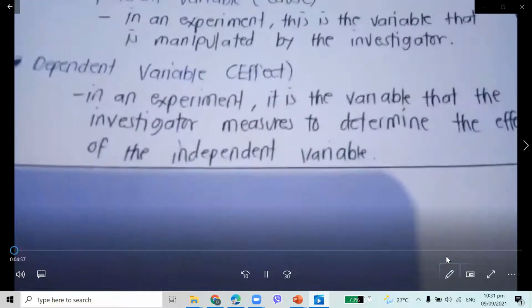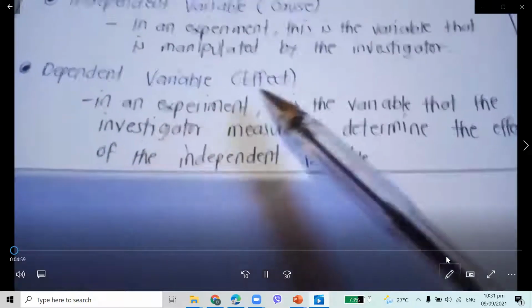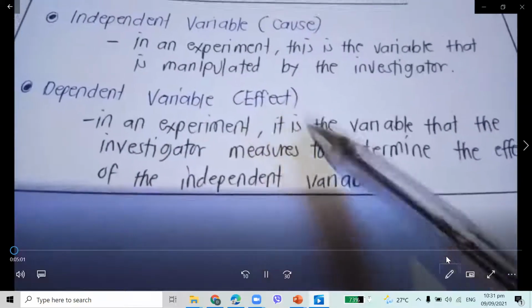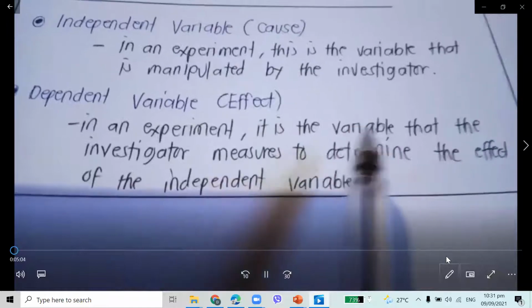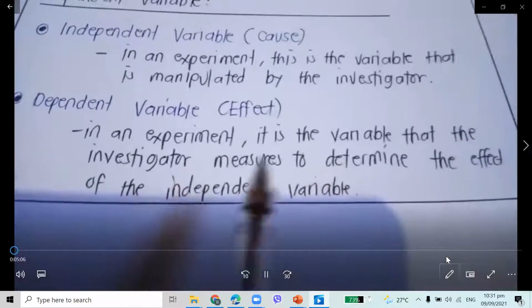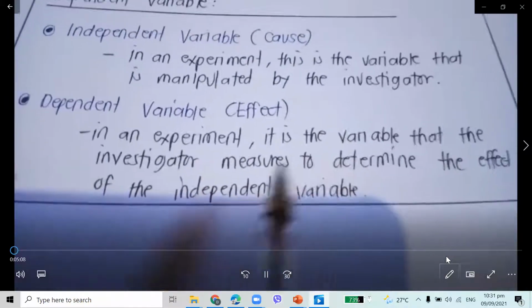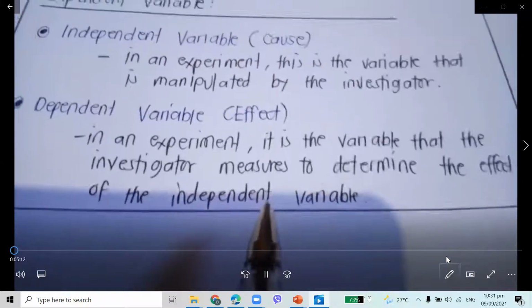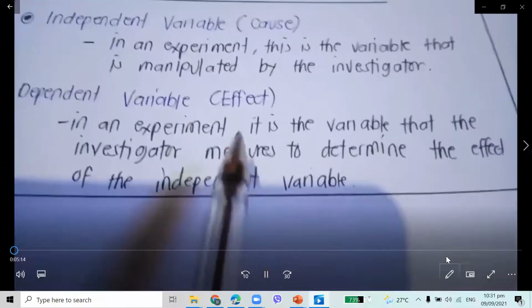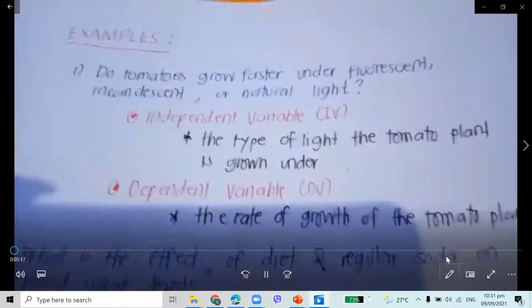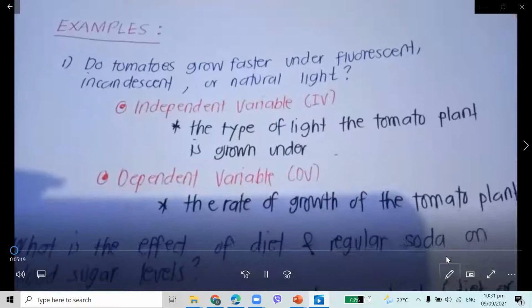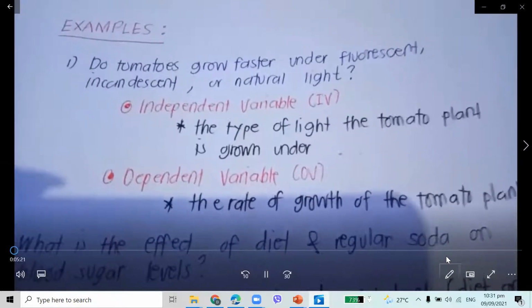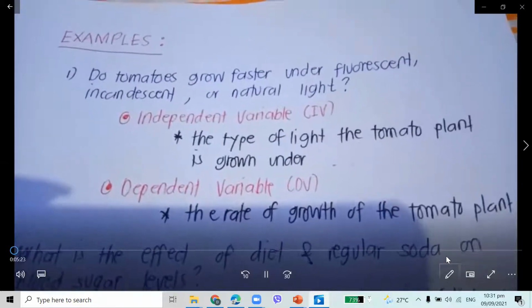On the other hand, if we say dependent variable, this refers to the effect, meaning in an experiment, it is the variable that the investigator measures to determine the effect of the independent variable. So in simple words, the dependent variable is being measured. In order for us to better understand the difference between independent and dependent variables, let me give you examples.